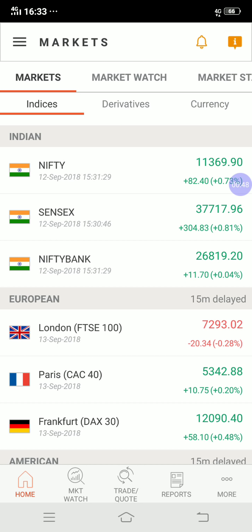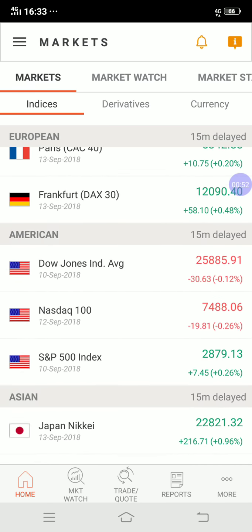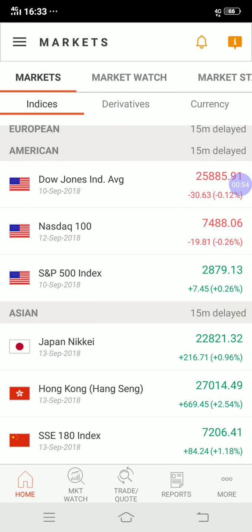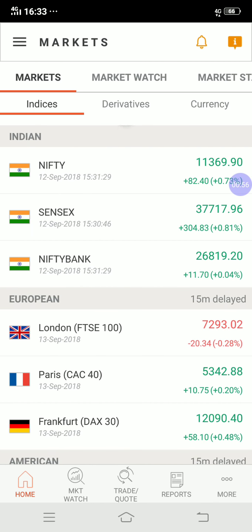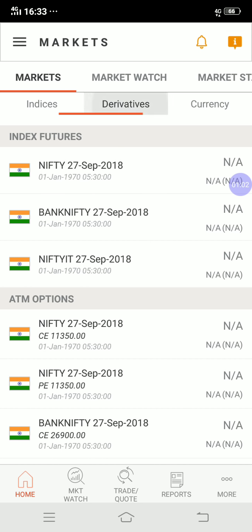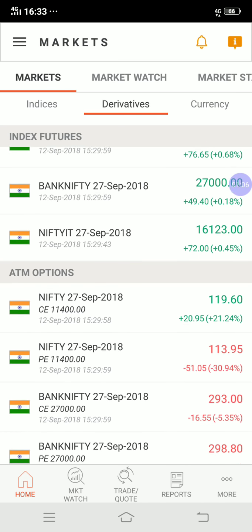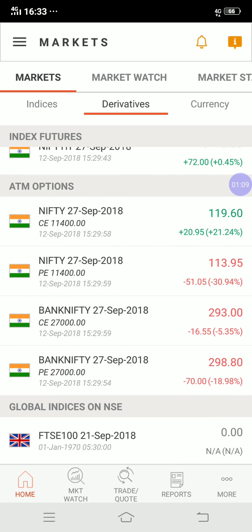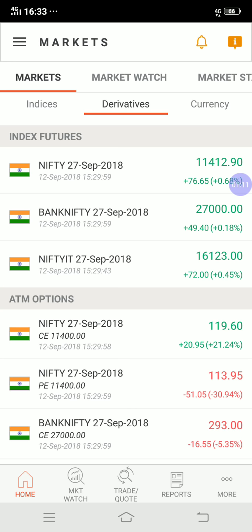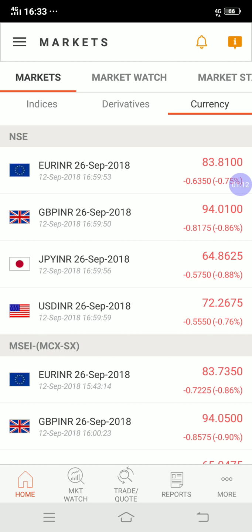If you see here, you will be able to see the Indian, European, American and Asian market status. And here, if you see the derivative segment on the home page, you could see all the index futures, ATM options, global indices on NSE as well, and even currency.